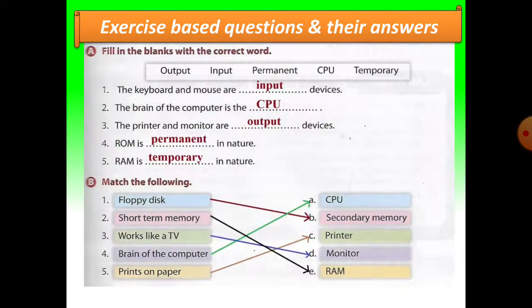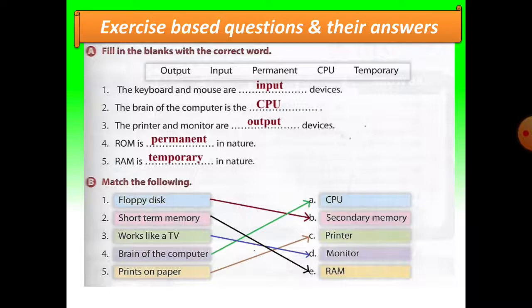Next is option A, fill in the blanks with the correct word. Number 1, the keyboard and mouse are dash devices. So the answer is input devices. Number 2, the brain of the computer is the dash. So the answer is CPU. Number 3, the printer and monitor are dash devices. And the answer is output devices. Number 4, ROM is dash in nature, and we know that ROM is permanent in nature. And the last one, number 5, RAM is temporary in nature.